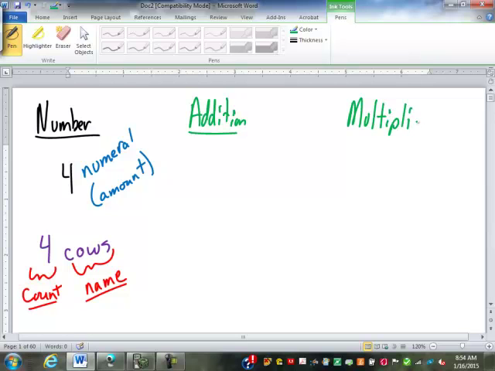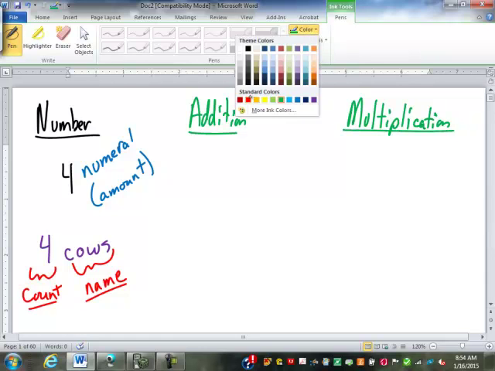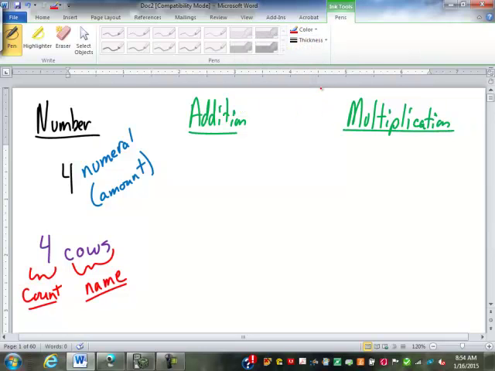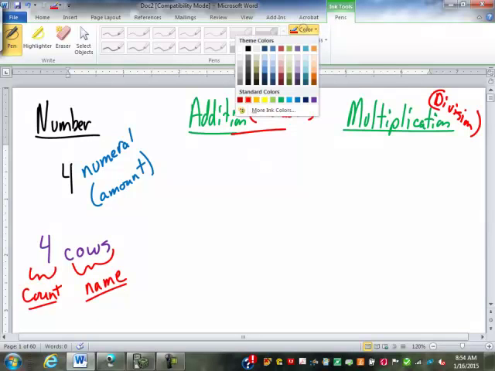Now you might be thinking, where'd subtraction go? I thought that was the second most basic operation. Well, subtraction really isn't its own operation. Subtraction is really part of addition. It's just going in reverse. So anything that we discuss for addition also applies to subtraction. And the same for division. Division is just kind of a byproduct of multiplication. It's multiplication done in reverse. So anything that applies to multiplication also applies to division.